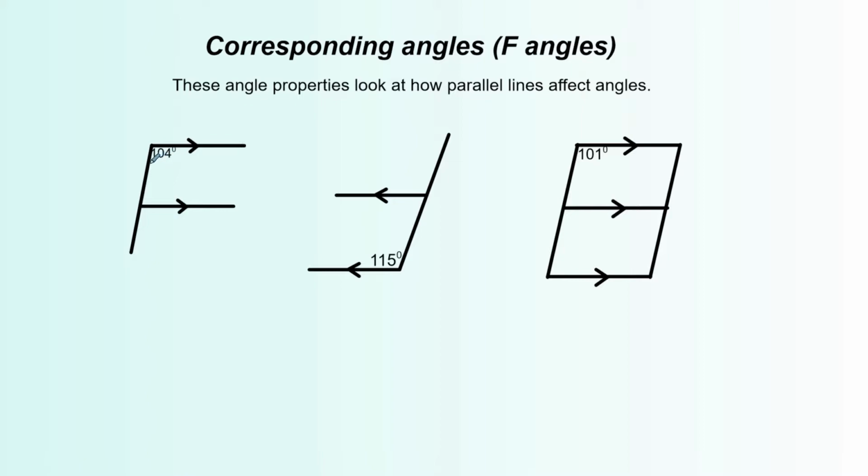Under this parallel line is 104 degrees, and the key feature of this corresponding angle, if this is 104 underneath the line, this is 104 underneath this line as well.